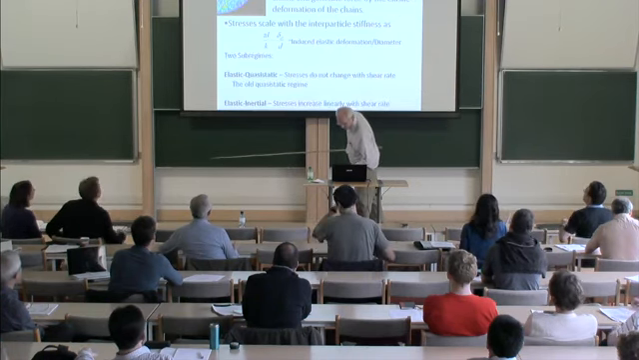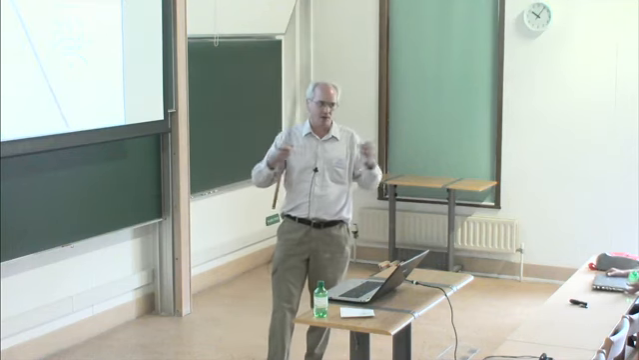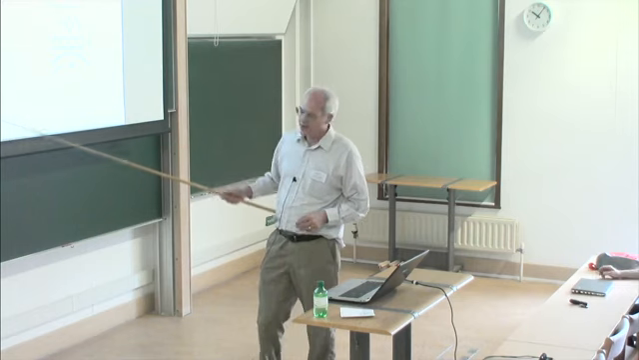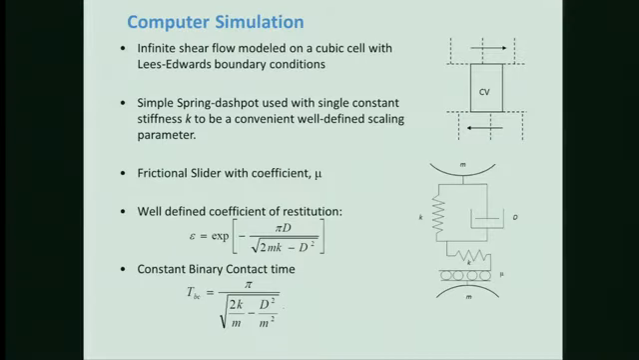The standard spring dashpot collisional model with a constant coefficient, spring coefficient K, and a frictional slider. The important parts of this is that it has a well-defined coefficient of restitution, which is constant, which is a way of non-dimensionalizing the dashpot. And it also has a constant binary contact time, which says that any two particles, as long as only two particles are involved, will collide for exactly that time. And if the collision time is longer, it means some third party has to be involved.